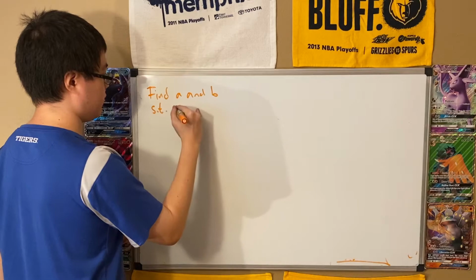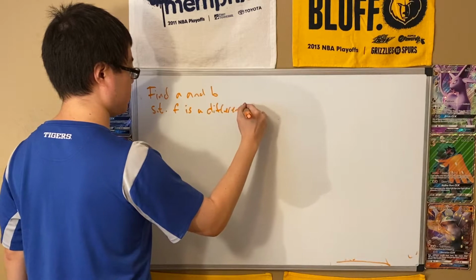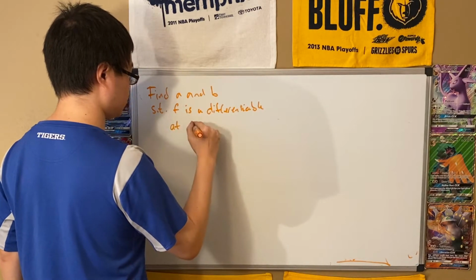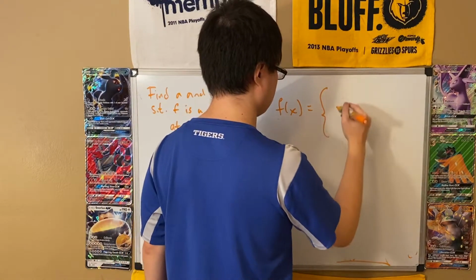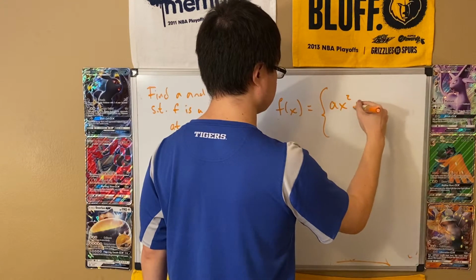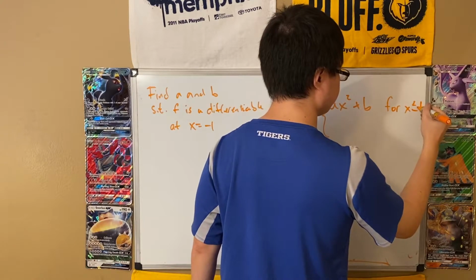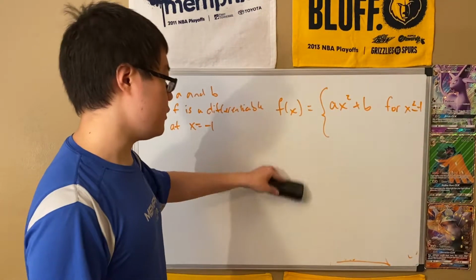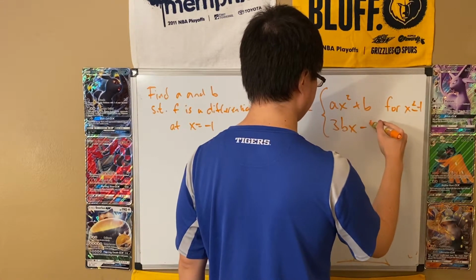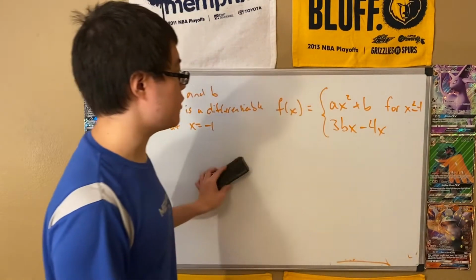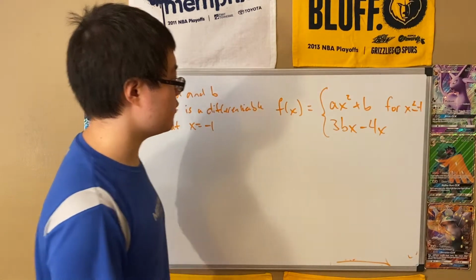such that f is differentiable at, let's say, x is equal to -1. So my function is going to be, let's say, ax squared plus b for x smaller than -1. And then for our bottom function, let's do 3bx minus 4. Hopefully this will work out. I'm just looking at the question. I really want this to work out. I believe it will, so let's just get going.